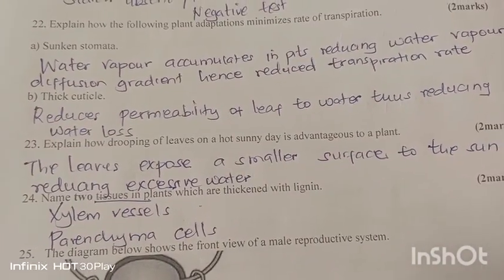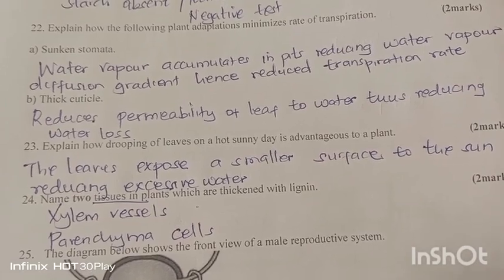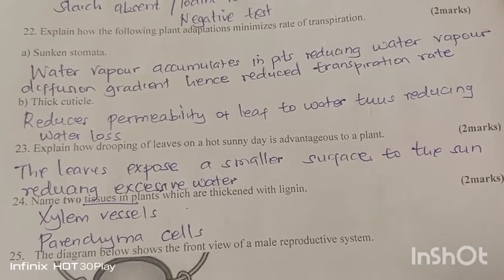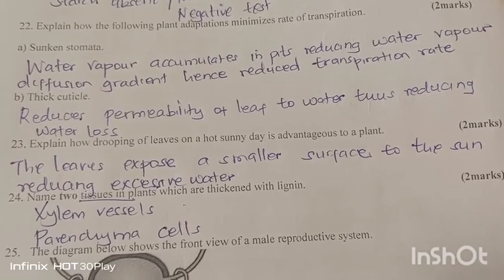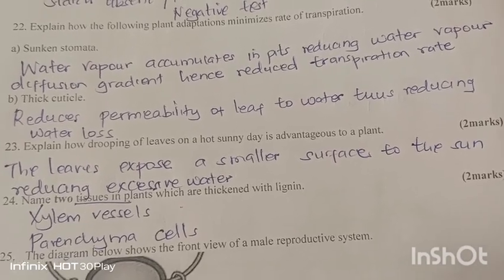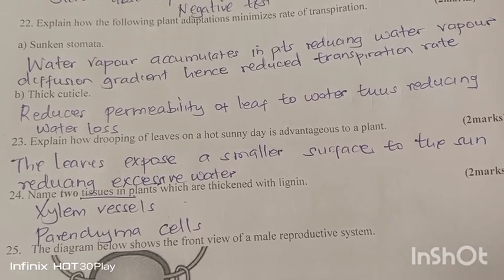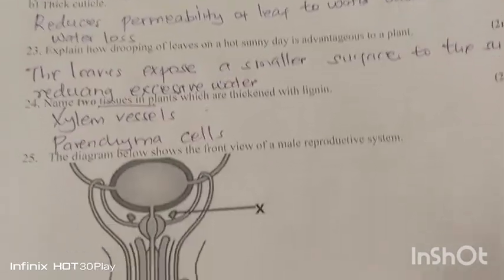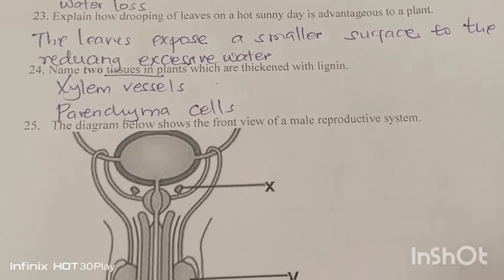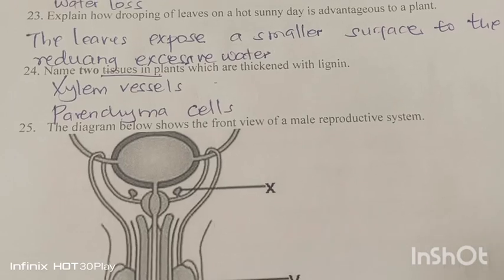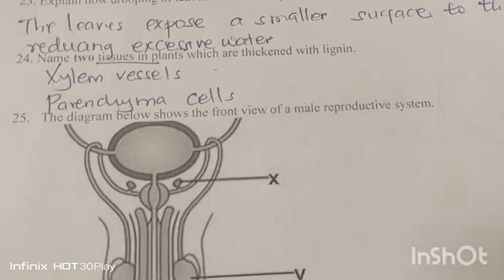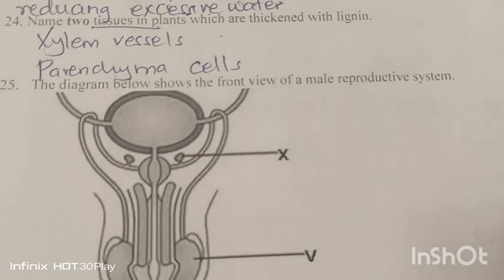Explain how the following adaptations minimize the rate of transpiration. Sunken stomata. Water vapor accumulates in those pits, reducing the water vapor diffusion gradient and therefore reducing transpiration rate. Thick cuticle. It reduces permeability of the leaf to water, thus reducing water loss. Explain how drooping of leaves on a hot sunny day is advantageous to a plant. The leaves expose a smaller surface area to the environment, therefore reducing loss of excess water.